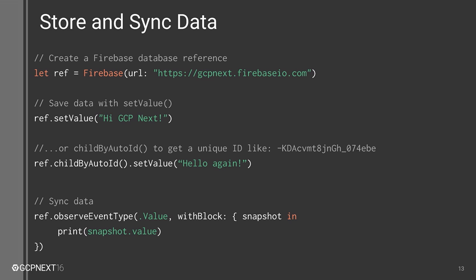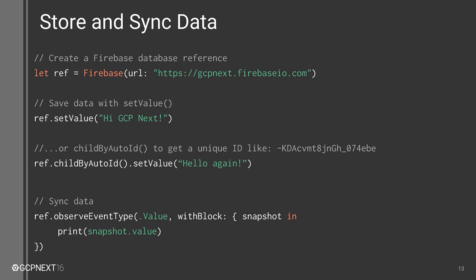So I've talked a little bit about it. Let's look at some Swift code on how you would store and sync data in Firebase. As I mentioned before, every piece of data in Firebase has its own URL. So to create a reference to your database, you say let ref, so it's going to be a constant here, of type Firebase, and you pass it a URL. This is the URL I'm going to use for this demo.